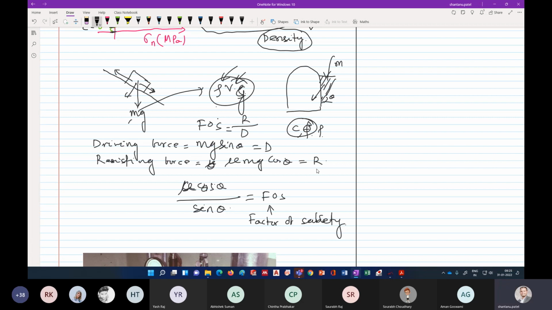So when you are designing something for your civil engineering or mining engineering project, this factor of safety, let's say you are going to keep it 1.5. Yes, but sir, there is no term of this density here, right? So why do we need density then? That was the question.